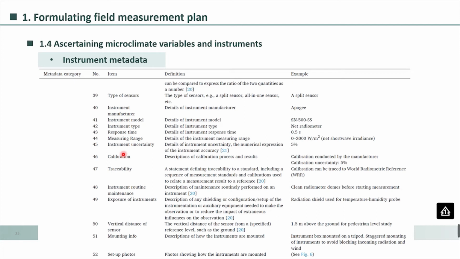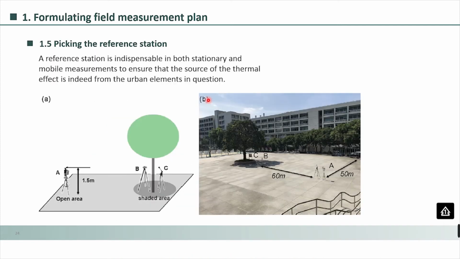Okay, once the measuring variables and their corresponding instruments are determined, the instrument metadata should be documented in detail. Here is the metadata checklist of instruments for your reference. And the next step is, don't forget to set a reference station in a nearby open area. As you can see in this photo, this is the field site and the reference site in my previous experiment. By comparing the difference between the tree shading area and the nearby open area, we will know the thermal effect of this mango tree.